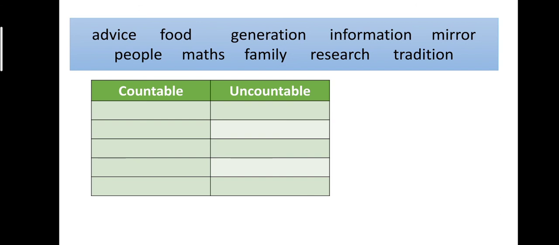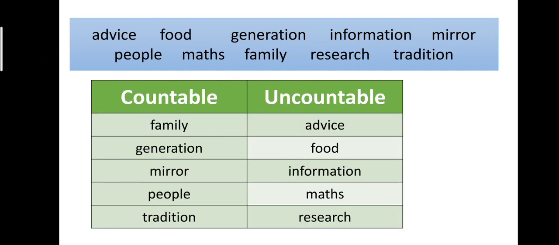And here is another task. I want you to do the same. You're going to complete the table with the words from the box. So pause the video and complete the table. Now you can check your answers. First we have the words that are countable, and they are family, generation, matter, people, tradition. Next we have uncountable nouns. They are advice, food, information, mass, research.